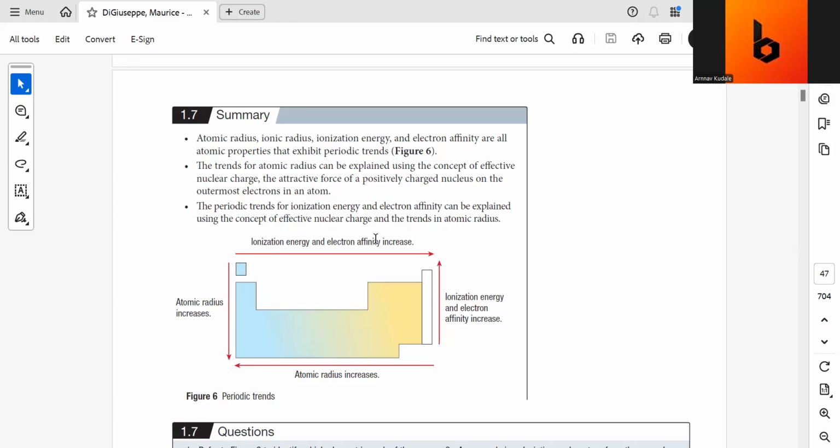Ionization energy and electron affinity increase as you go left to right in the periodic table. Atomic radius increases as you go top to bottom in the periodic table. Atomic radius decreases as you go left to right, or increases as you go right to left. Ionization energy and electron affinity increase as you go from bottom to top. I told you ionization energy decreases as you go top to bottom, so electron affinity also decreases as you go top to bottom.